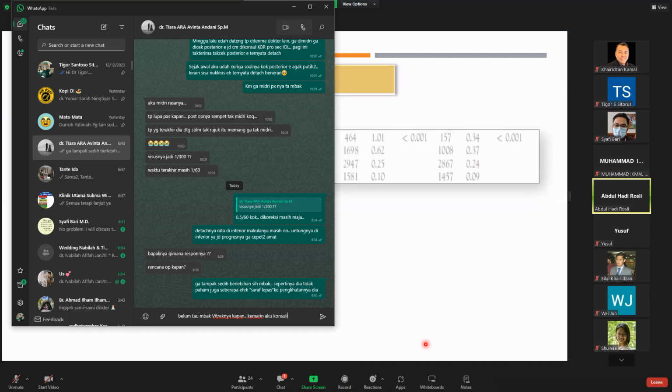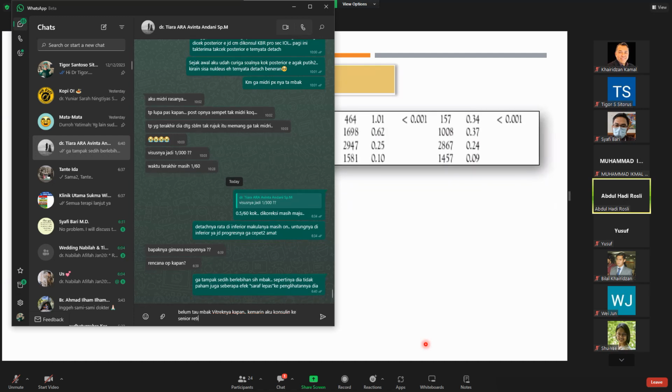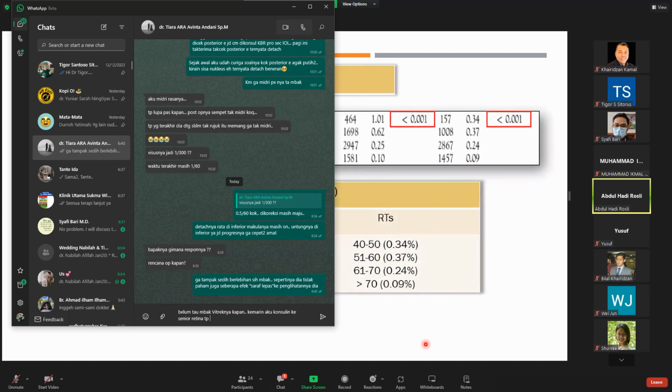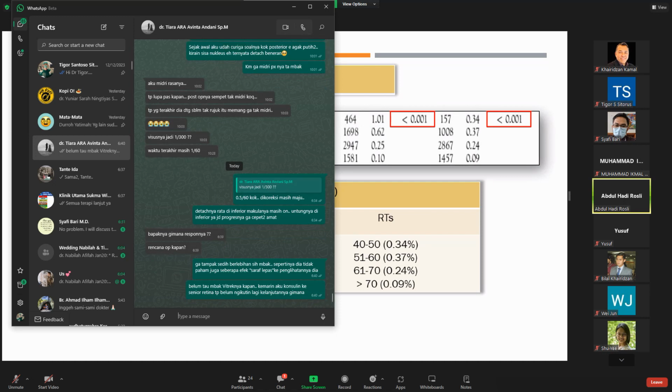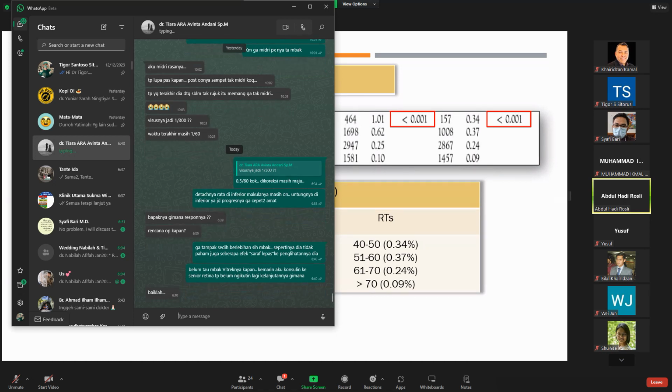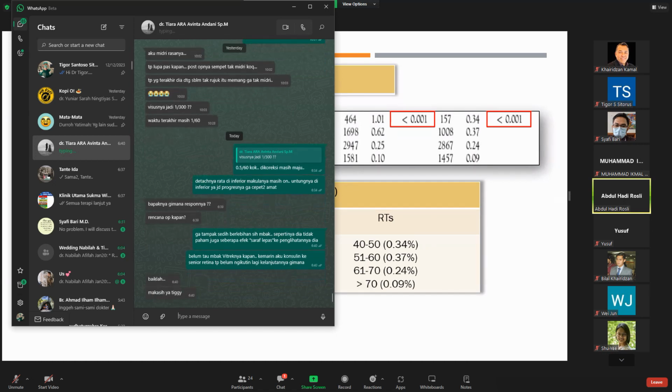Okay, for the age group, the 1 year incidence of RRD was found to be higher in the younger age group compared to older adults. They classified the patients based on age group: 40 to 50, 51 to 60, 61 to 70, and more than 70. From this analysis, they found that the younger age groups tend to develop RRD and retinal tear compared to the age group more than 70 years old.